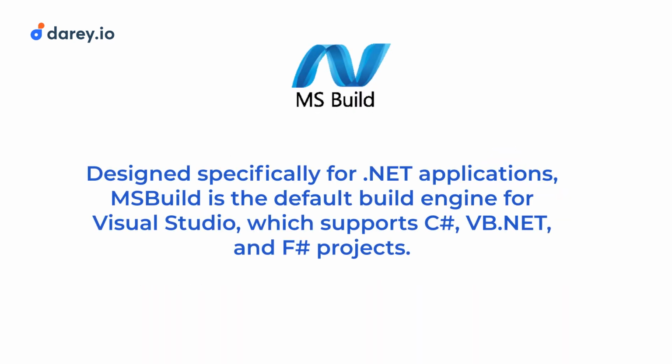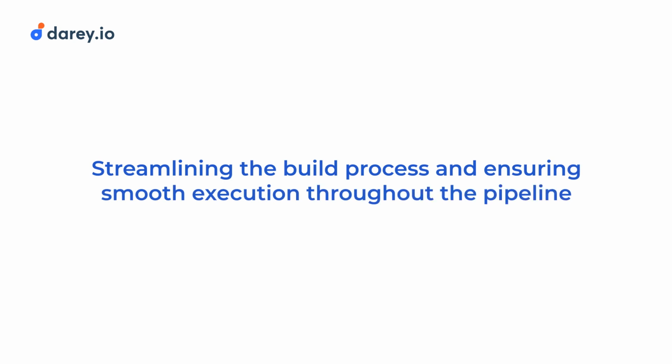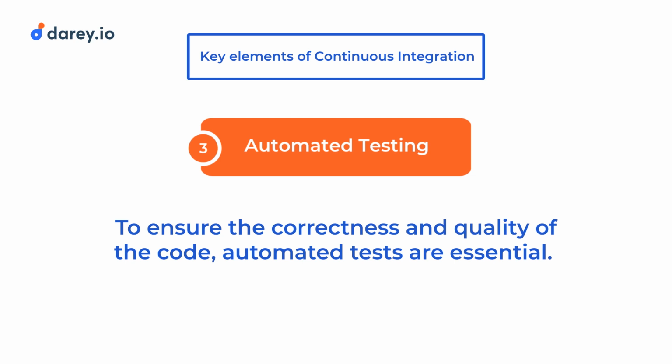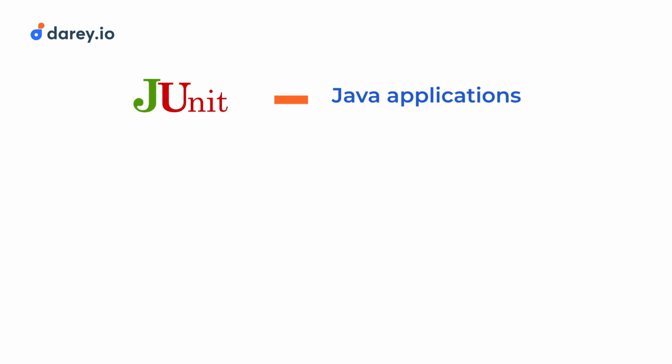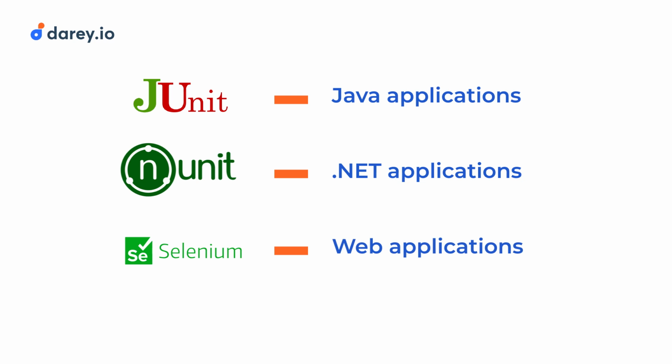MS Build, designed specifically for .NET applications, is the default build engine for Visual Studio with support for C#, VB.NET, and F# projects. Each of these tools caters to different programming languages and project requirements, streamlining the build process and ensuring smooth execution throughout the pipeline. Automated testing. To ensure the correctness and quality of the code, automated tests are essential. Tools like JUnit for Java applications, NUnit for .NET applications, and Selenium for web application testing are widely used for this purpose.